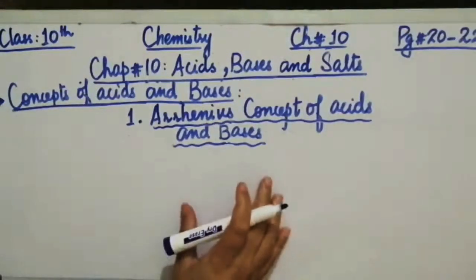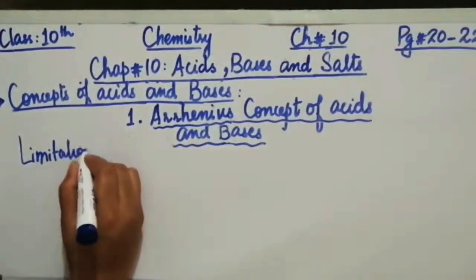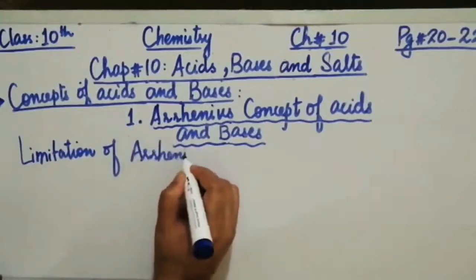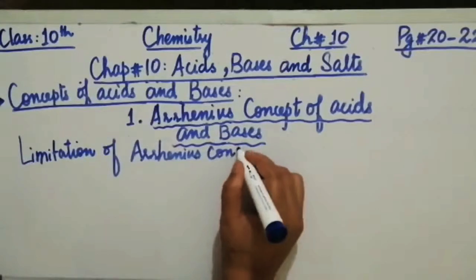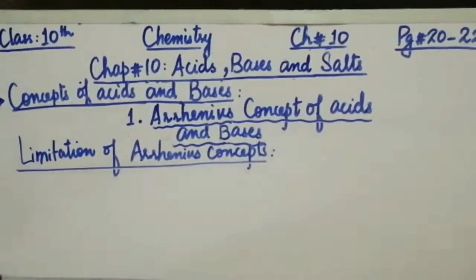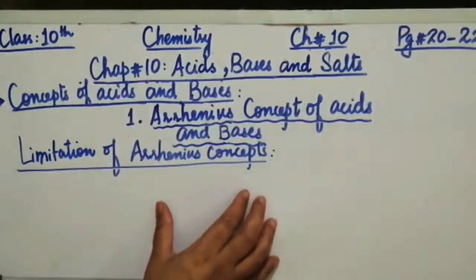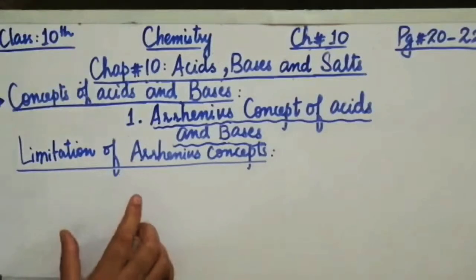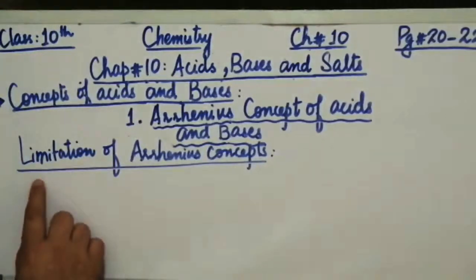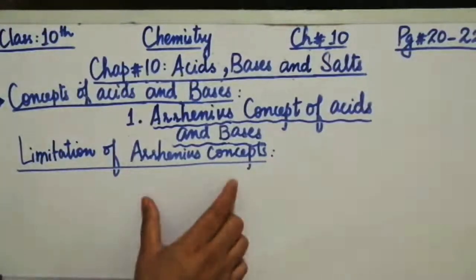Another topic, and the last topic of today's lesson, is the limitation of Arrhenius concept. Now, what is the meaning of this topic, the limitation of Arrhenius concept of acids and bases? Some chemists proved that the Arrhenius concept of acids and bases is somewhat wrong, because he failed to explain some of the important points in his concept. Limitation means some of the objections which were raised against Arrhenius.